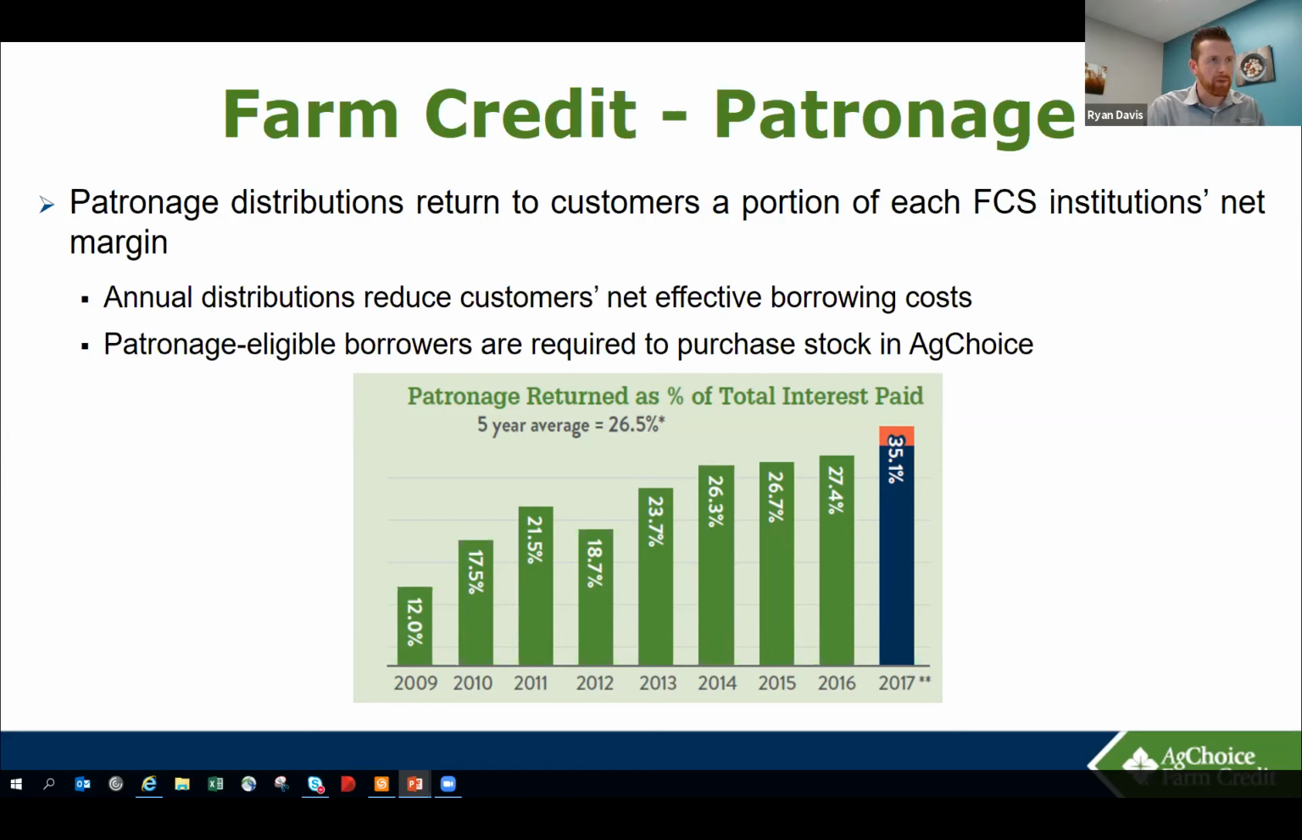You'll see the graph there of the amount of patronage we paid over the last 8 or 10 years. The 5-year average, and that actually doesn't include this past year, is just a little over 25%. So just as an example, if somebody had an interest rate of 6% on their loan, after patronage of about 25%, that would lower their effective interest rate to 4.5%. So it does have a very significant impact on their borrowing.